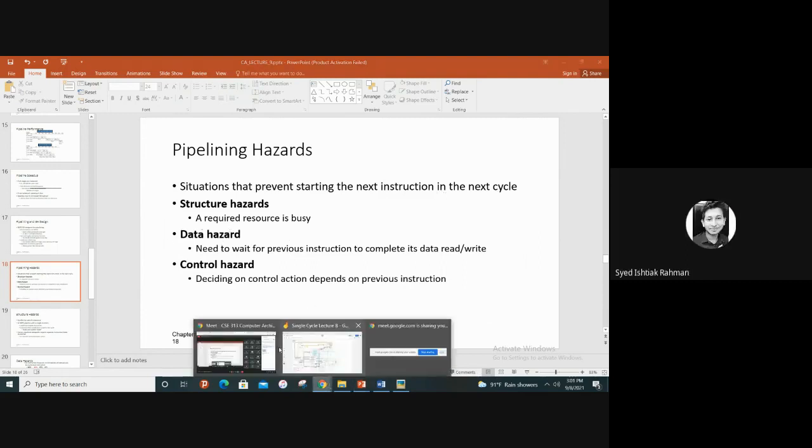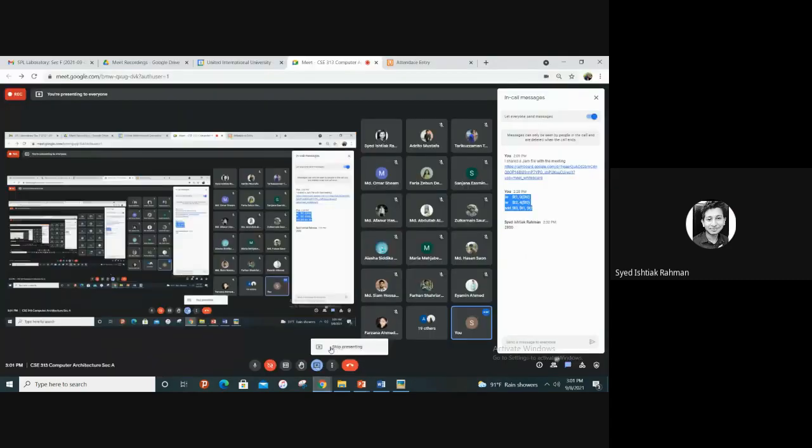Sir, which method we will use depends on the instruction? Yes, it depends on the instruction and the register. What is the destination register? What is the source register? All those things as well.